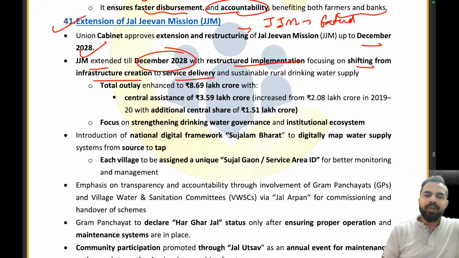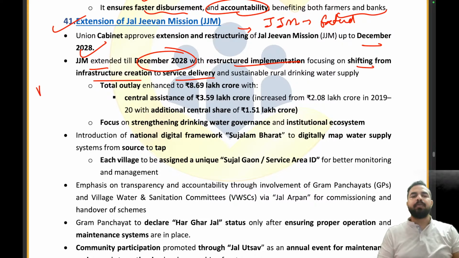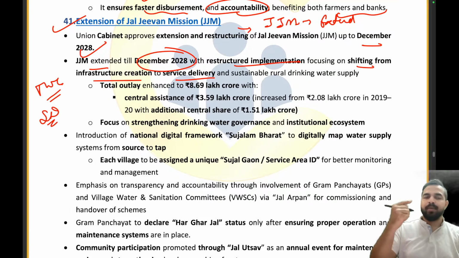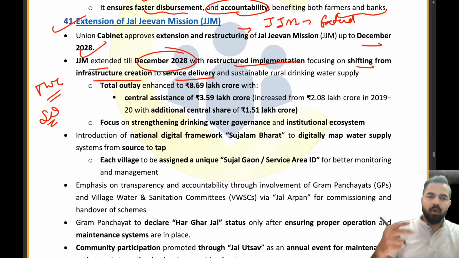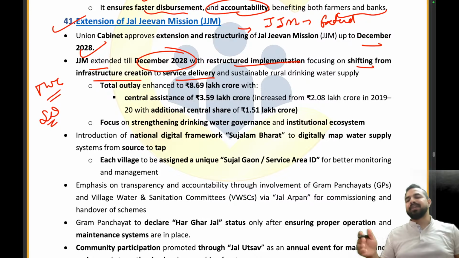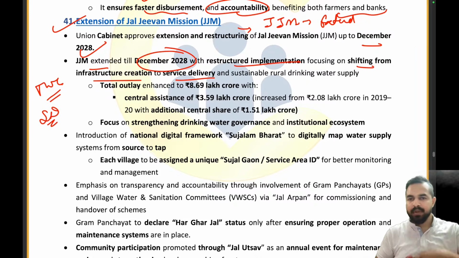I told you that earlier the initiative was more about providing tap water connections to the people, but now it is more about service delivery, that is, whether you are getting an adequate amount of water, adequate quality of water, and whether you get water all the time, whether it is sufficient for you or not. So all these things are part of service delivery now. Clear?